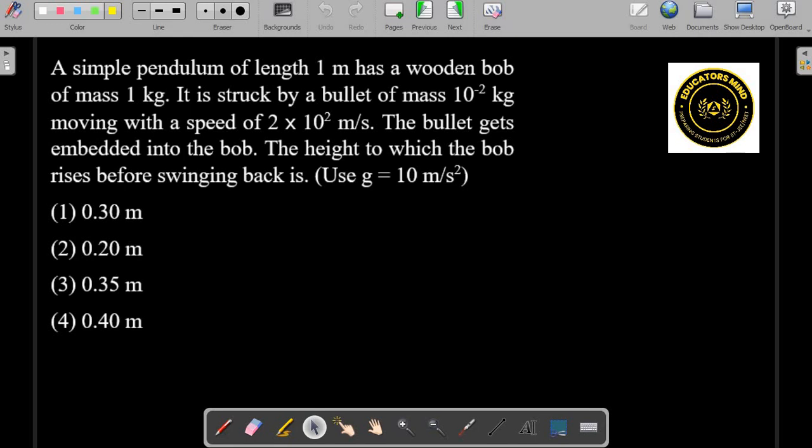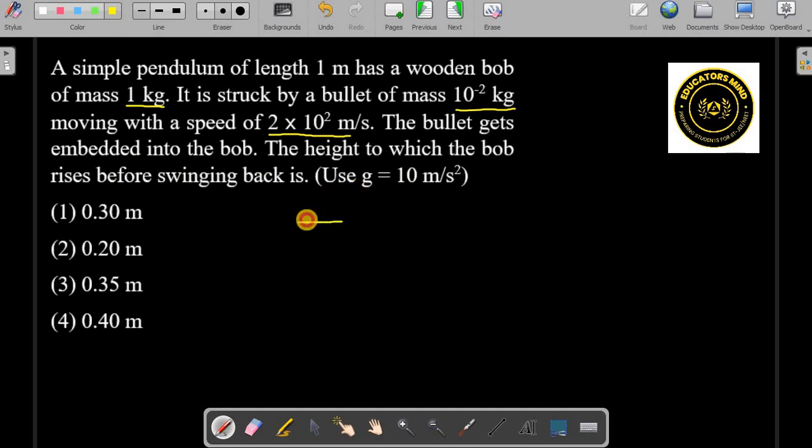So today we are going to discuss the questions in center of mass, collisions, momentum. Let's start with this question. A simple pendulum of length 1 meter has a wooden bob of mass 1 kg. It is struck by a bullet of mass 10 power minus 2 kg moving with a speed of 200 meters per second. The bullet gets embedded into the bob. The height to which the bob rises before swinging back is.